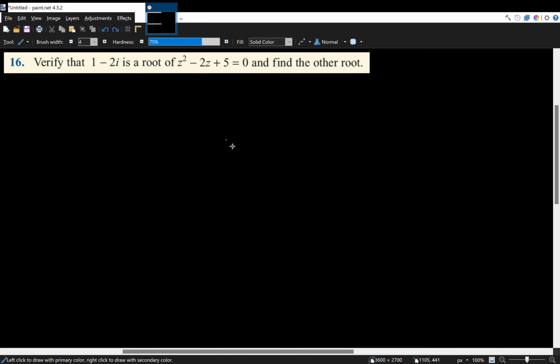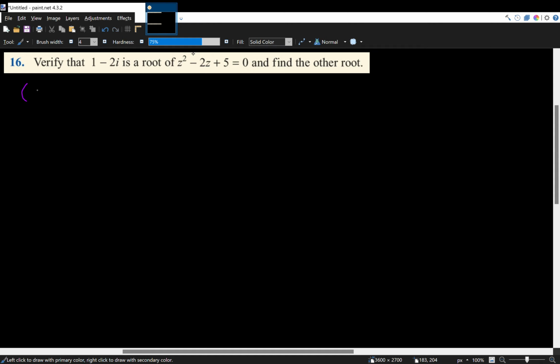There's a couple of different ways we can go about doing this, but the easiest way to start with is we can substitute our root in, so 1 minus 2i into our equation in place of z. And if it is a root, then it will satisfy the equation. So we will get 0 on the left to match our 0 on the right. So let's start with that.